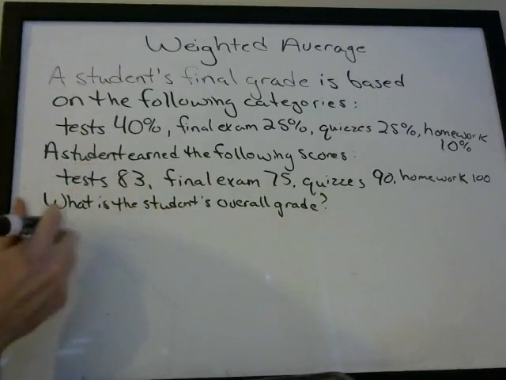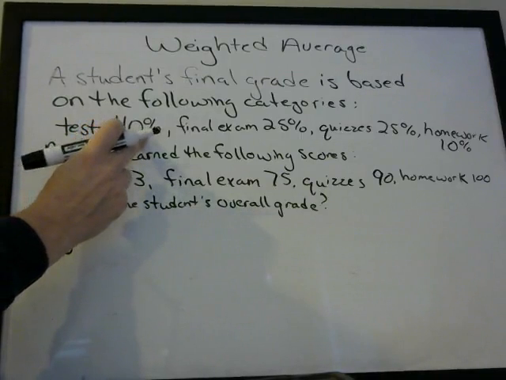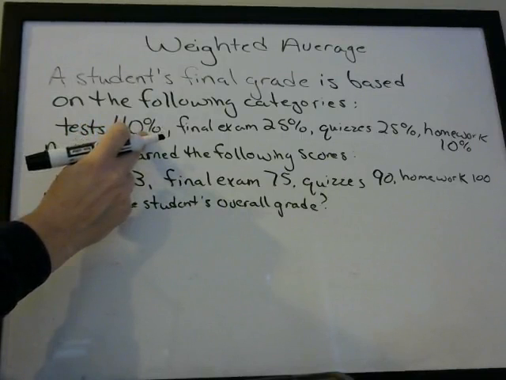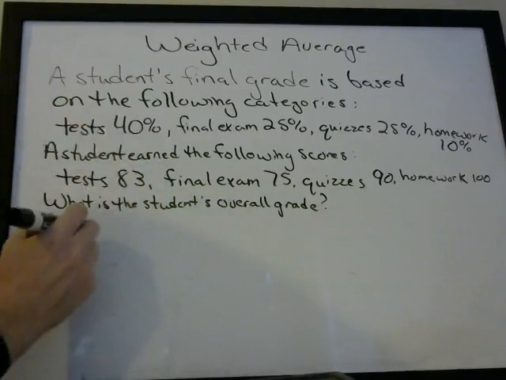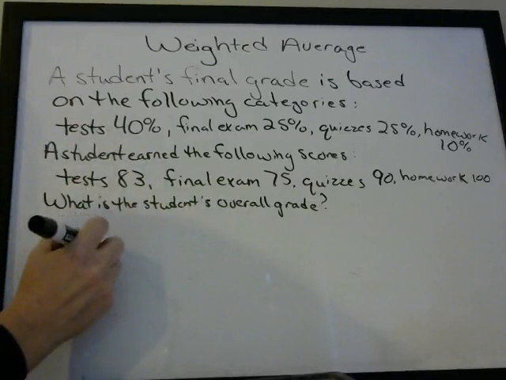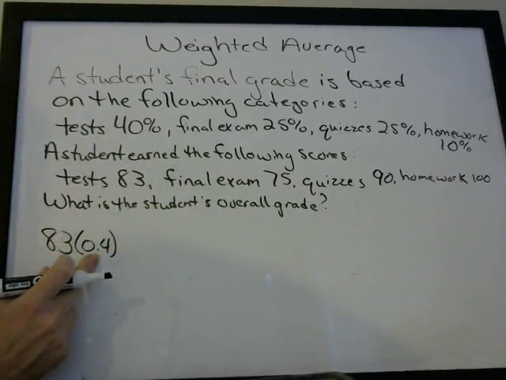So we'll start with tests. So tests, we got an 83. The weight is 40%. Remember, you have to write that as a decimal. You don't put 40 in there. So again, if you don't know how to do this, watch the video. But 40%, you move the decimal over 2 spots and you're going to get 0.4. That's how you write 40% as a real number.